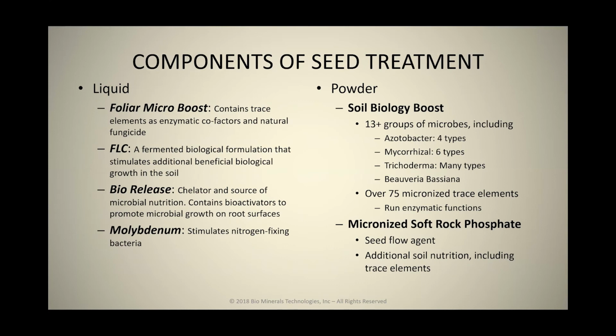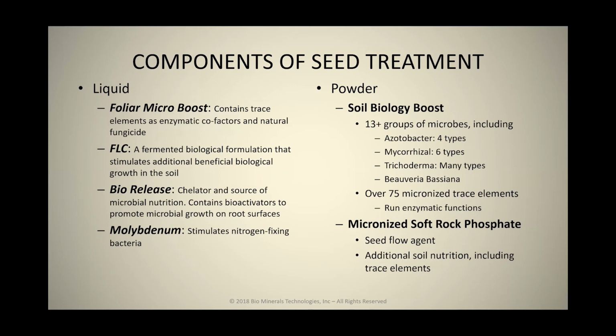In the seed treatment that we use, we are putting trace elements in on the seed. We're putting in FLC, which is a biological stimulant to grow microbes very, very quickly in the soil. Biorelease is a mineral chelator and a nutrient source for microbes. We want them to grow and we want to have soluble minerals for them to replace and grow rapidly with. Molybdenum is extremely important for nitrogen fixation through our biology.